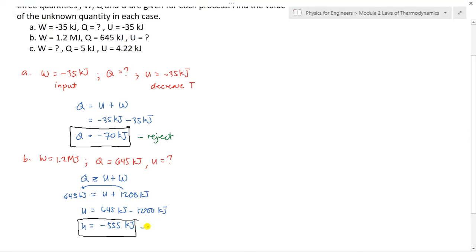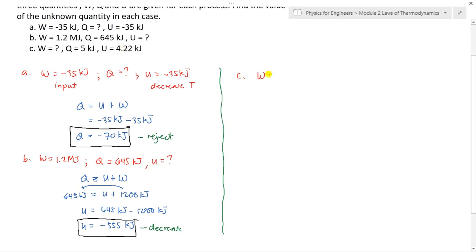It indicates that our internal energy decreases. And the same thing with our temperature, it may also decrease. So decrease. And then lastly, we have letter C.